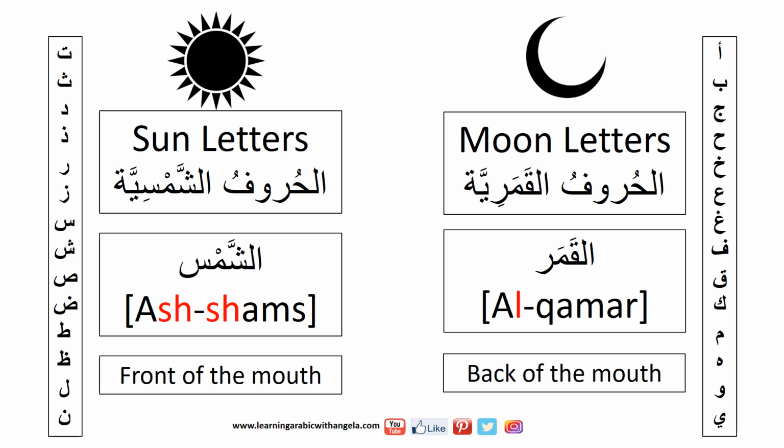And to make it easier for you to remember which are moon letters and sun letters, when you think about moon letters, they are actually letters that are pronounced from the back of the mouth. Try pronouncing A, Ba, Ja, Ha. So it's at the back of the mouth. However, for sun letters, they're pronounced at the front of the mouth, such as Ta, Tha, Da, Dha.